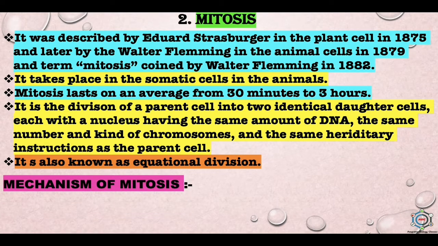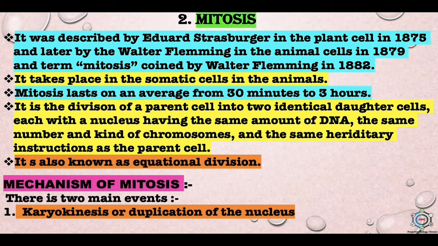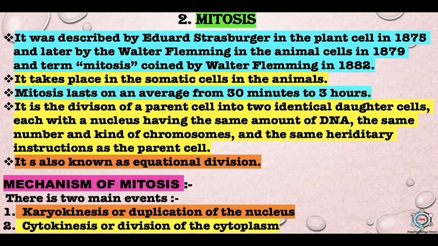Now the mechanism of mitosis. There are two main events in mitosis, in which the first one is karyokinesis or duplication of the nucleus, and the second is cytokinesis or the division of the cytoplasm. So mitosis involves a series of important changes in the nucleus as well as in the cytoplasm. Therefore, it is also known as indirect division.